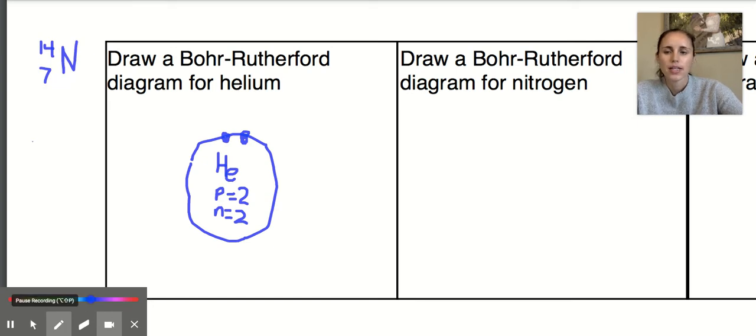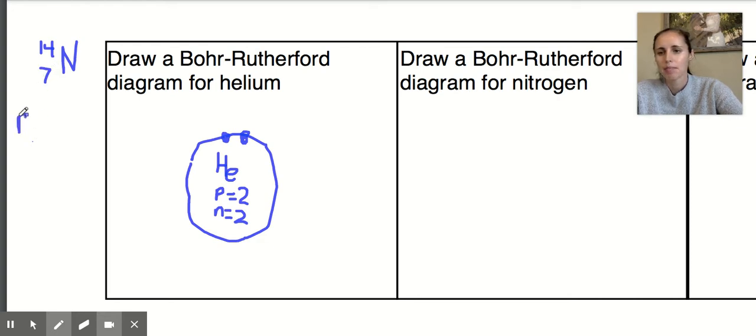So all I've done is just recorded the information from the periodic table for nitrogen. The symbol for nitrogen is N. The mass is 14, and the atomic number is 7. So I'm going to calculate my protons and my electrons first. Not really much to calculate, because remember, this is the same as my atomic number. So I've got 7 here, and I've got 7 here.